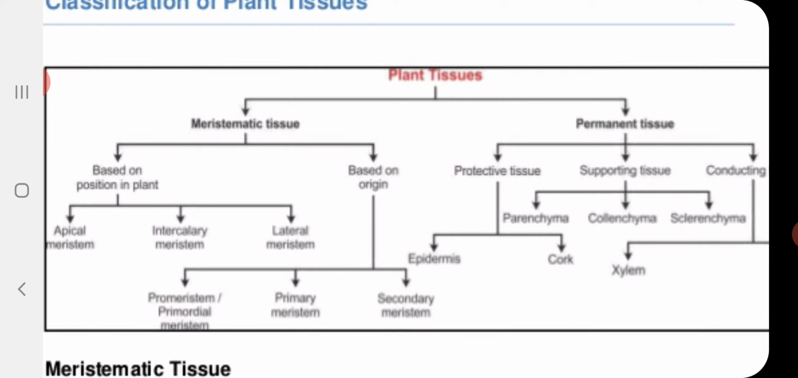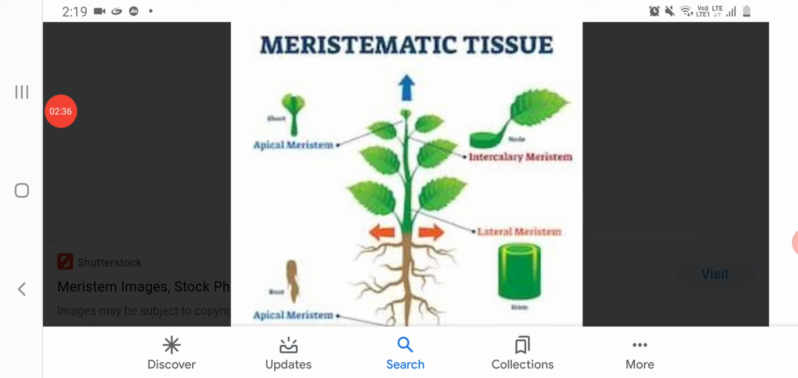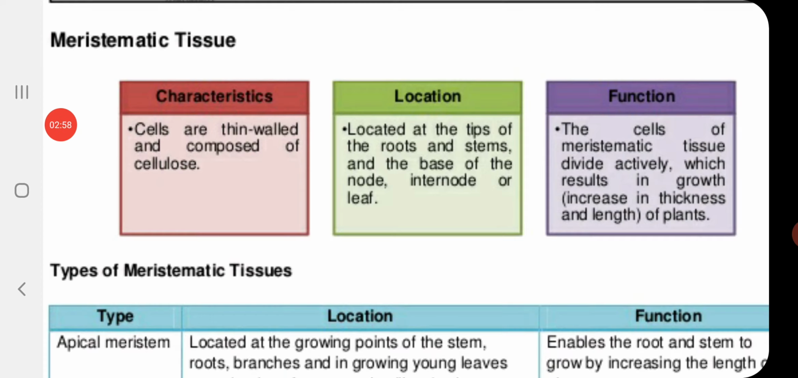meristematic tissue. Let us see the diagram of how the meristematic tissues look. Here the plant is given. At the top of the plant, the apical meristem is present. At the root, apical meristem is present. At the nodes and internodes, intercalary meristem is present. And at the stem, lateral meristem is present.